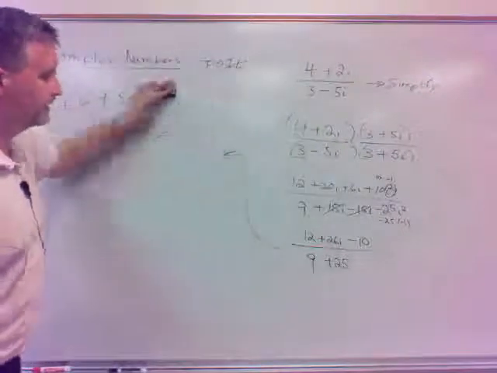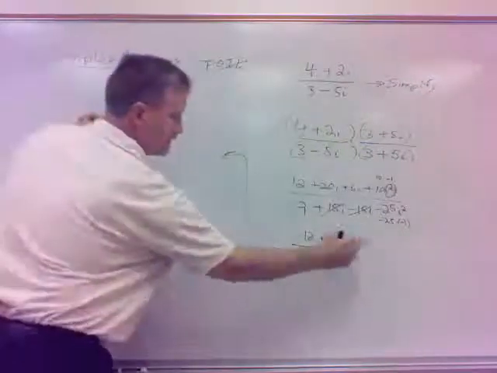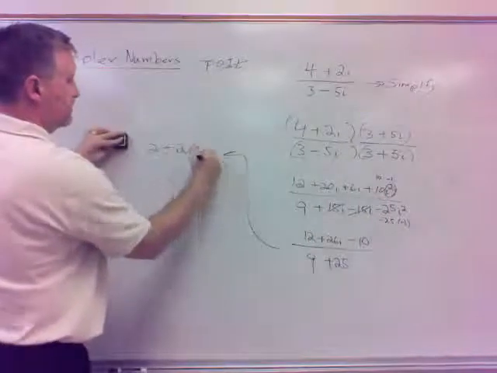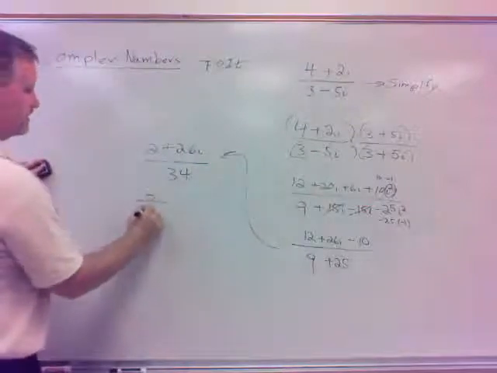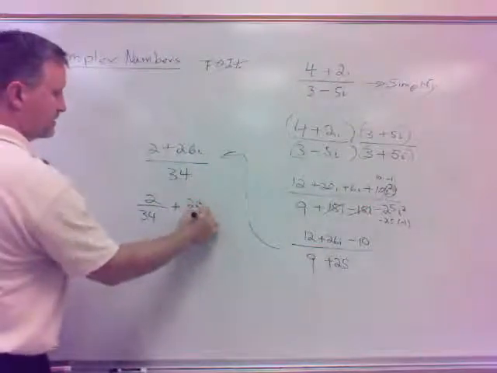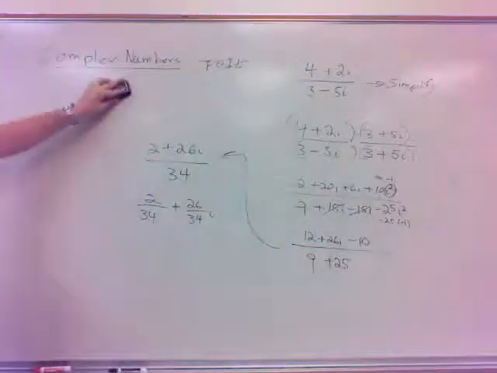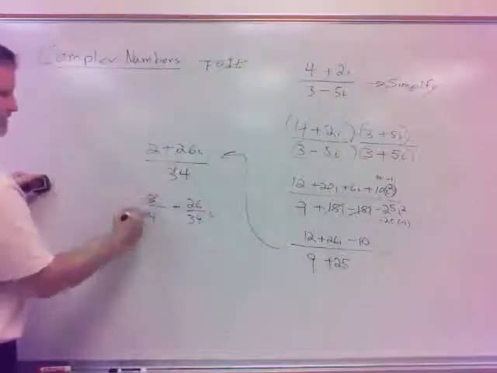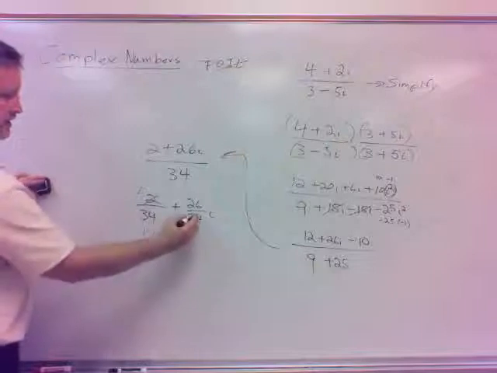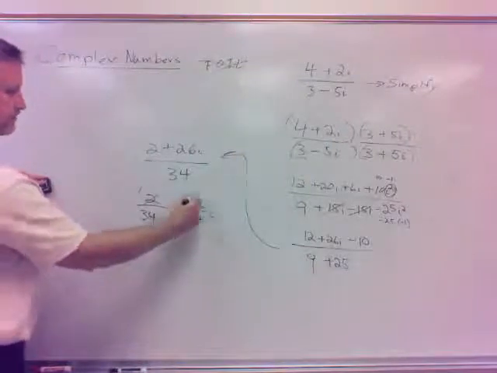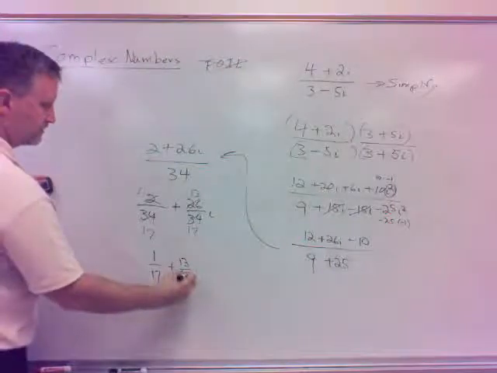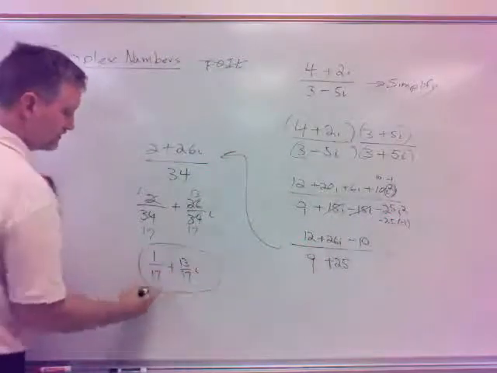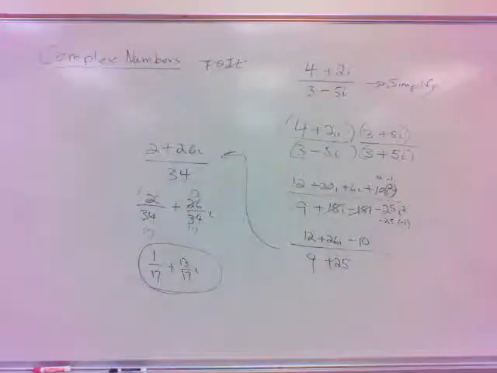So I have over here 12 minus 10 is 2 plus 26i. And then the bottom I have 34, which to simplify, just divide each of those to get the a plus bi form. Divide each of those by 34. That reduces by 2. So it's 1 over 17 plus 13 over 17i. So notice again we have an a plus bi format. How about that? Any questions or concerns?